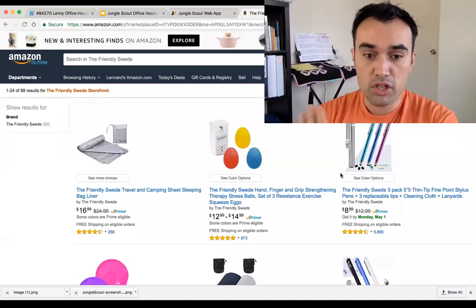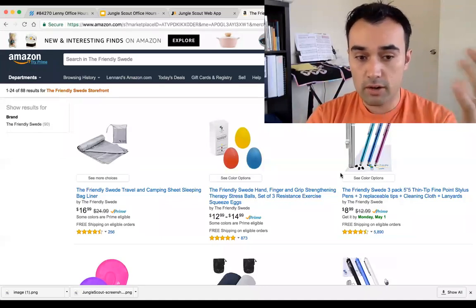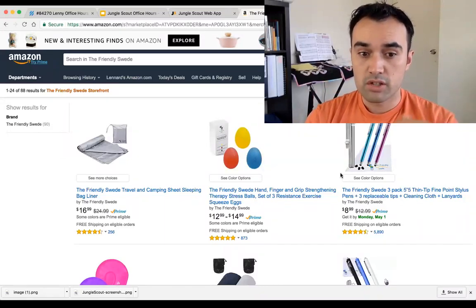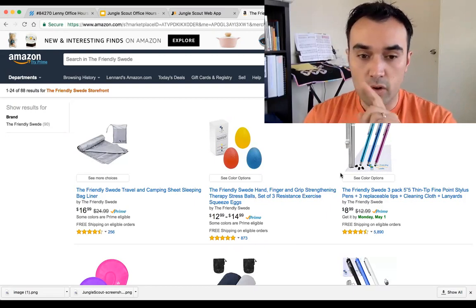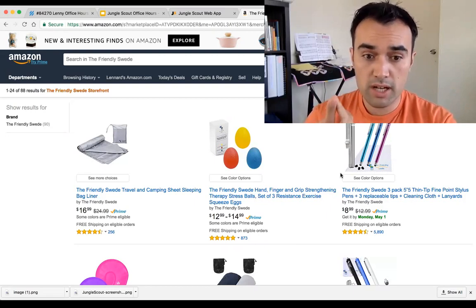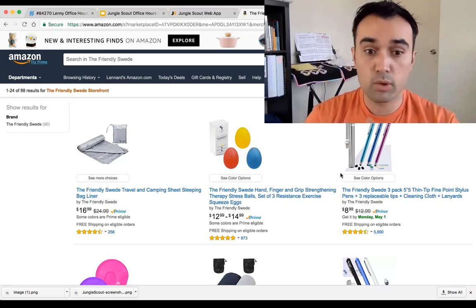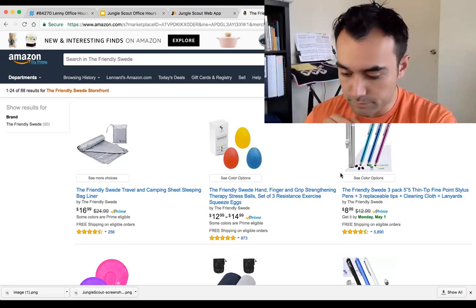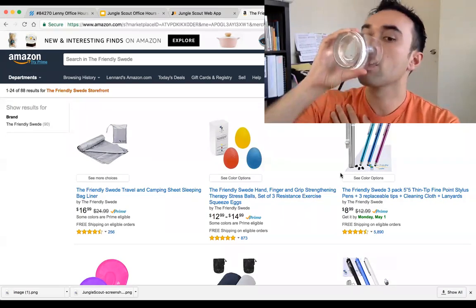But also keep in mind that you can delete current things that you're tracking and replace them. So, even if you're on the startup plan, which is 40 products, you can delete some of those to bring in new ones. So keep that in mind.